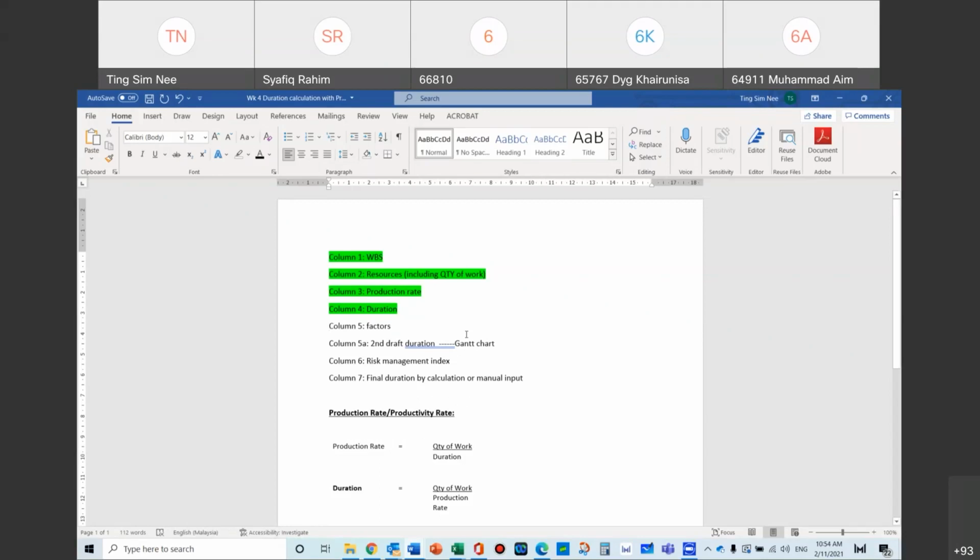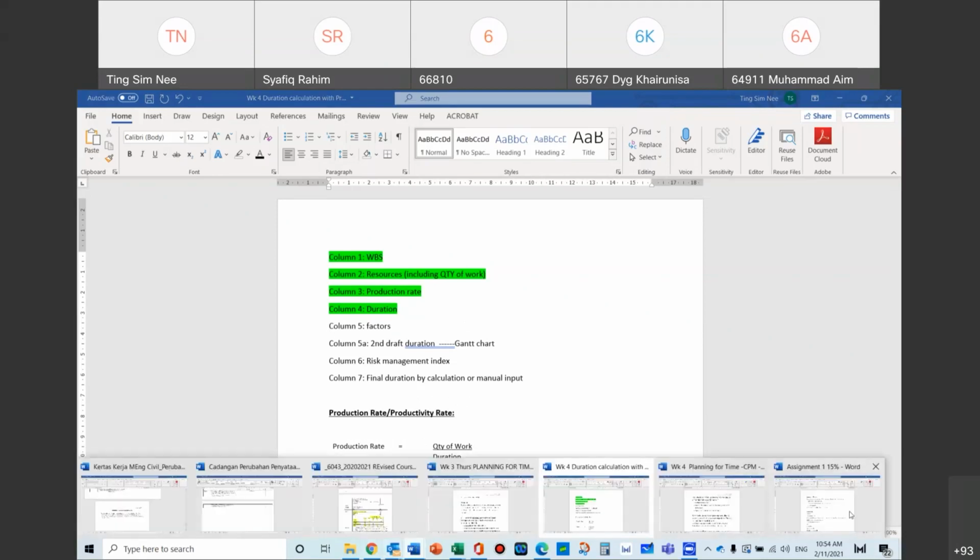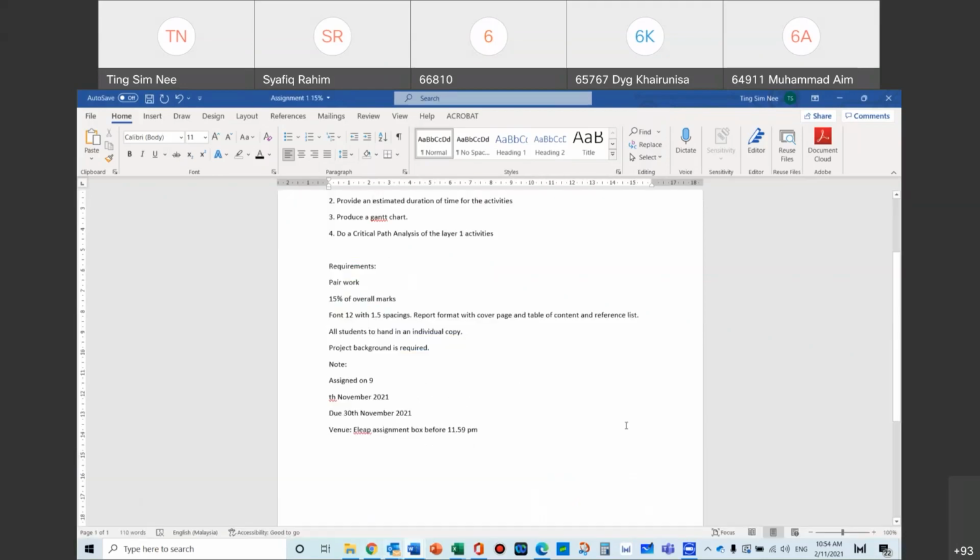After that, we will use the information that you get from the Gantt chart for CPM. The due date for this particular assignment will be on the 30th of November, which is the end of your break week. I think so, yeah, the end of your break week.